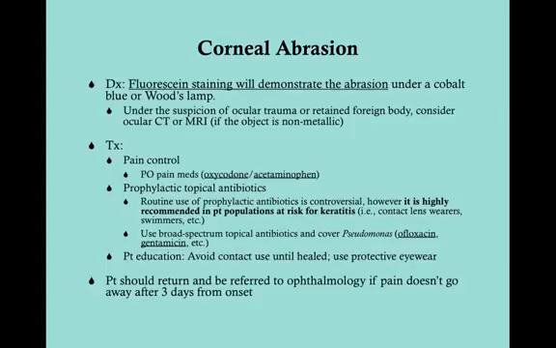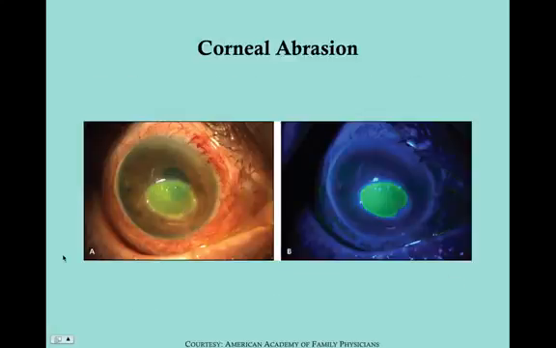So for diagnosis, we're going to use fluorescein staining, which will demonstrate the abrasion either grossly or under a cobalt blue lamp or a Wood's lamp. Sometimes you don't even need the lamp. I'm not sure if this is the same eye or not, but it looks like the same eye. But here you can see the lesion is present without a lamp, but some of the smaller ones you may need the lamp to sort of amplify the fluorescein.